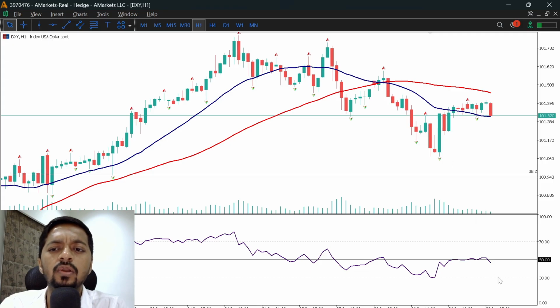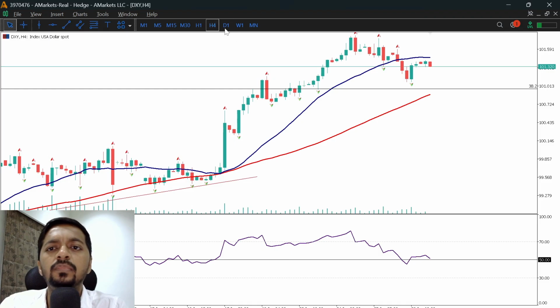If you look at the RSI on the H1 time frame, it's trading below the 50 line, indicating that short-term momentum is currently supporting this downward trend. So at this point of time, the short-term trend is clearly in the corrective phase, but the long-term and medium-term trends are both indicating that the upward trend will continue, right?